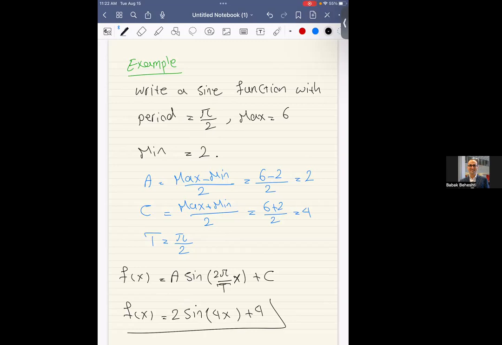Is this clear? No, I'm teaching now. Is this clear? Or anything?